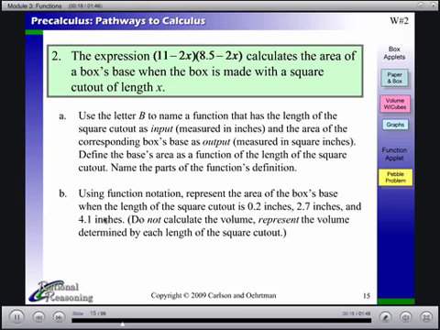For B, let's just do 4.1. Just do it one time. Part B, don't do it 3 times. Just the one time with 4.1.